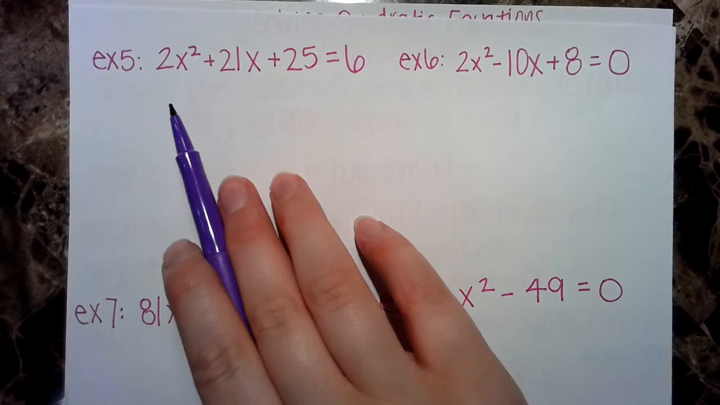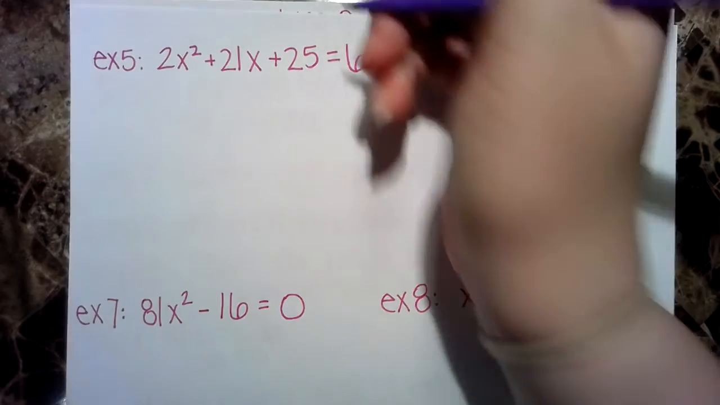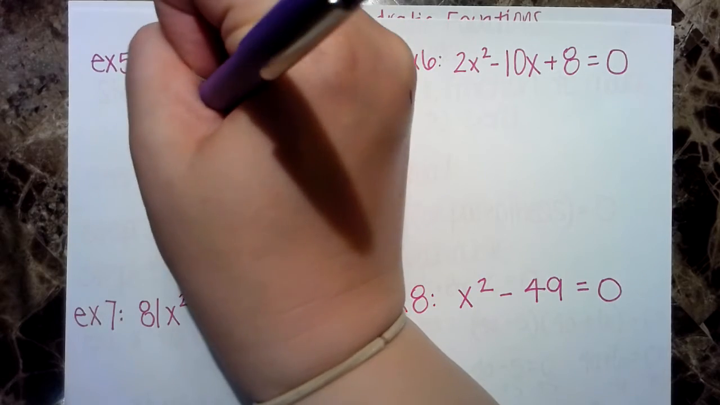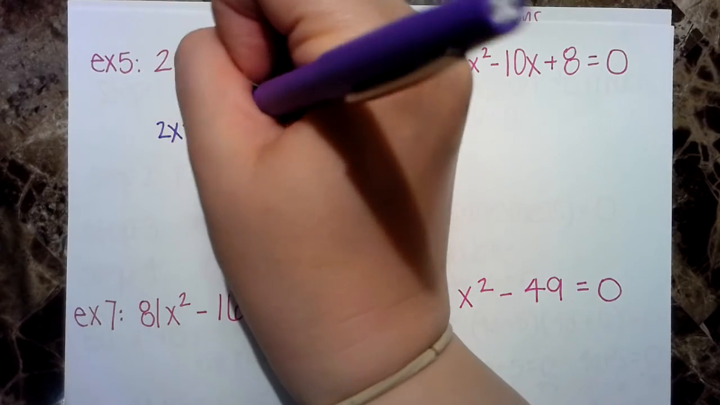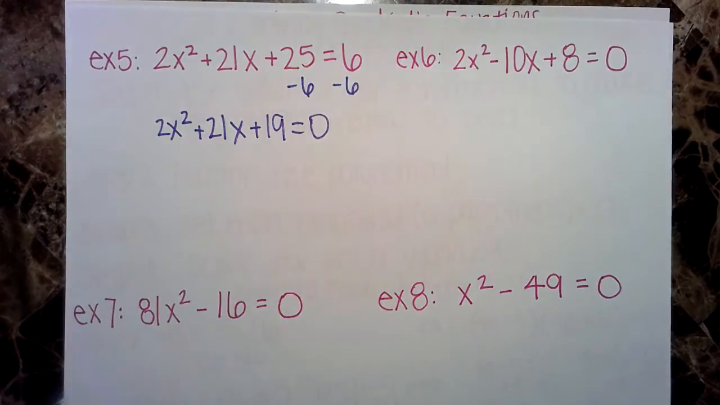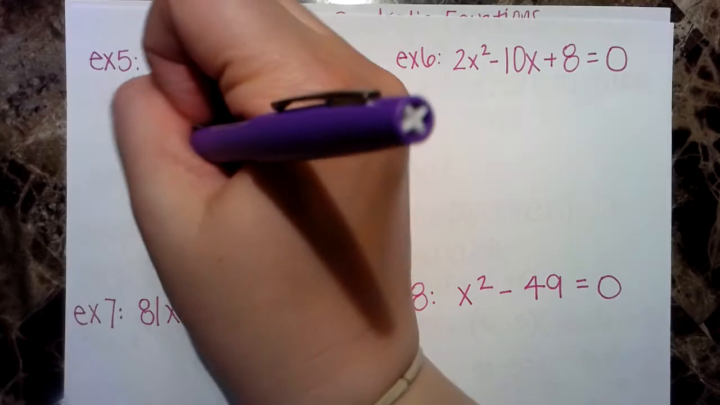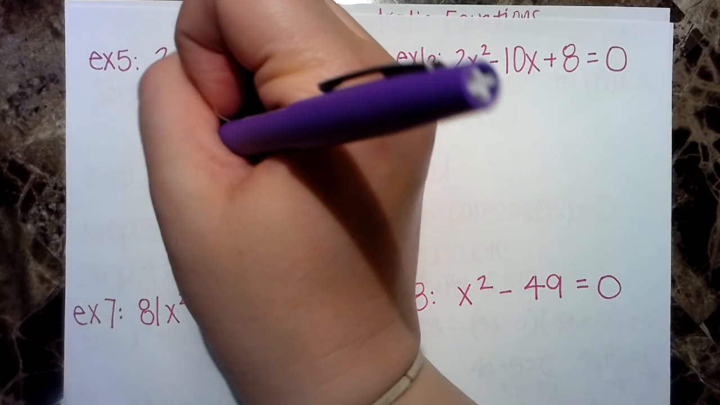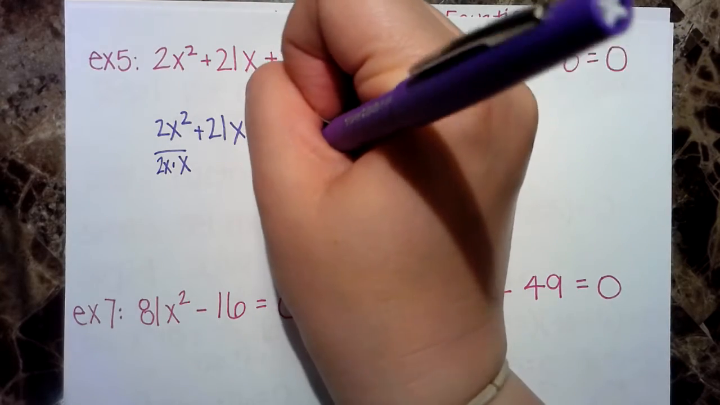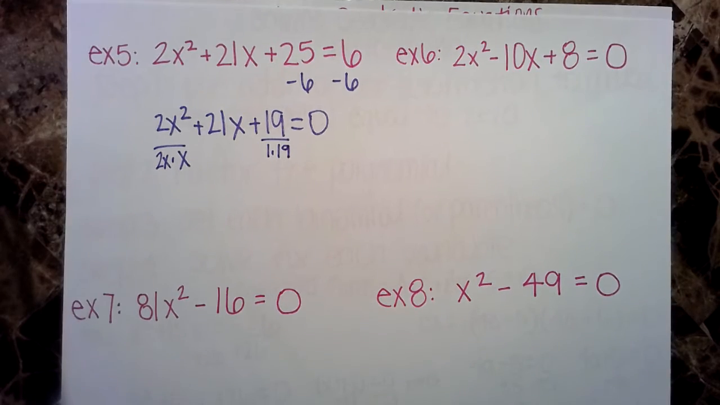Now, I have to look and see, is this in standard form? And it's not. So what I'm going to do is subtract 6 on both sides. I get 2x squared plus 21x plus 19 equals 0. I'm then going to ask myself, can I take out a GCF? And I can't. So I'm then going to find the factors of 2x times x, and then factors of 19, and that's just 1 and 19 because that's a prime value.